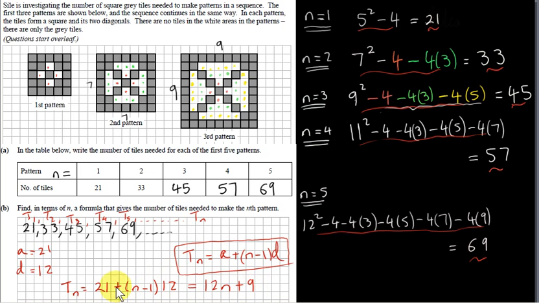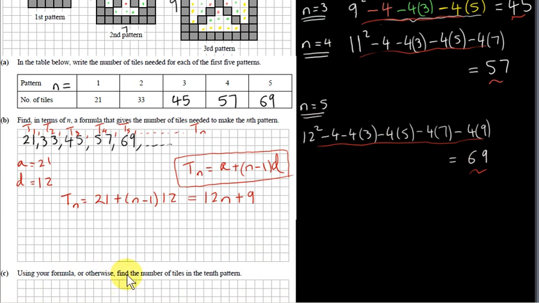Now if you want to check this, you could just work out T1. Plug 1 in for n. We get 12 times 1 is 12. 12 plus 9 is indeed 21, so T1 is 21. If we plug 2 in for n, we get 12 twos are 24. 24 plus 9 is indeed 33, and so on.